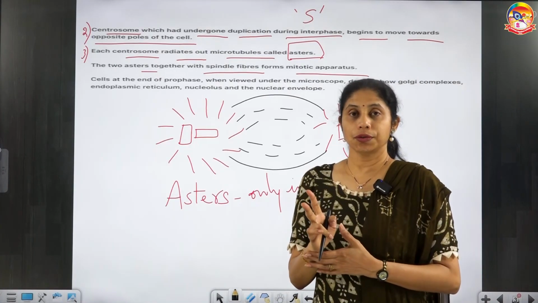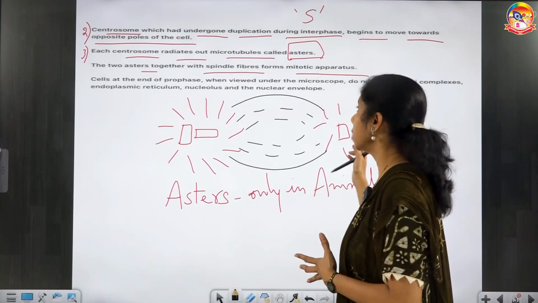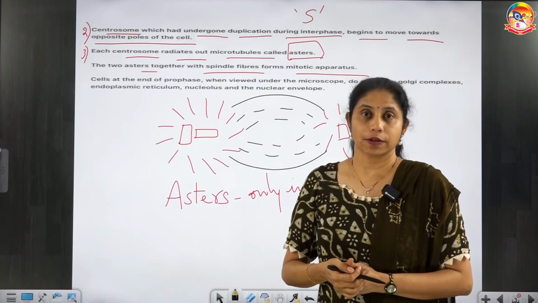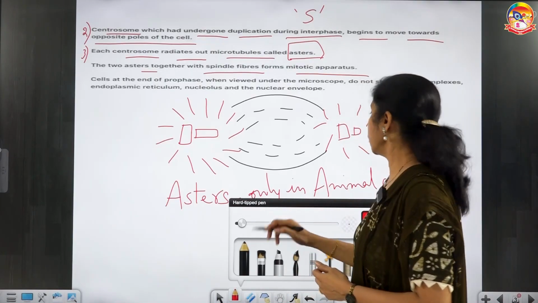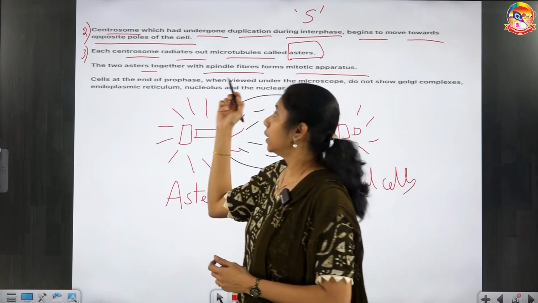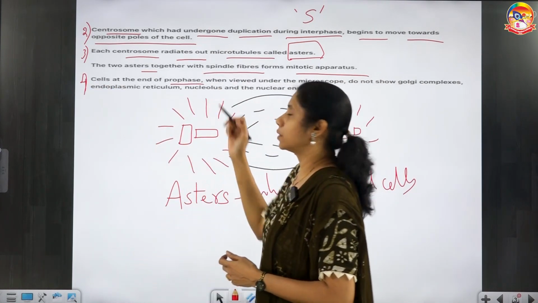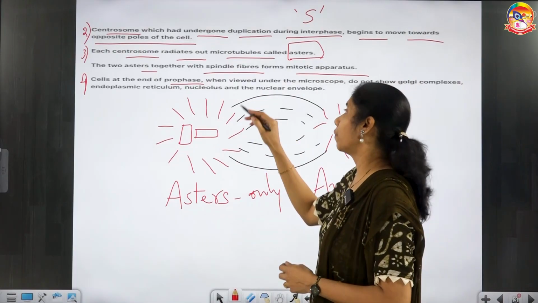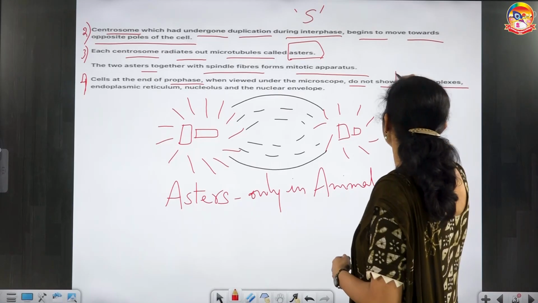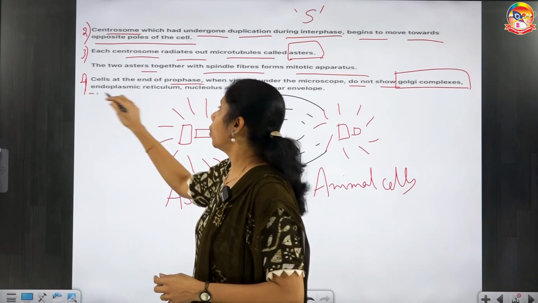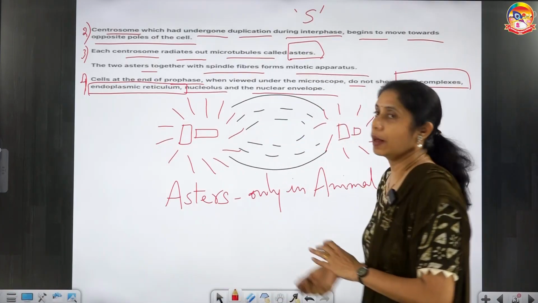So two asters and the spindle fibers in between them will be together forming the mitotic apparatus. These are the major events which are going to happen in the prophase. Then the fourth one, cells by the end of the prophase. Okay, by the end of the prophase, when viewed under the microscope, they do not show Golgi complex, then endoplasmic reticulum, and then nucleolus and nuclear envelope.